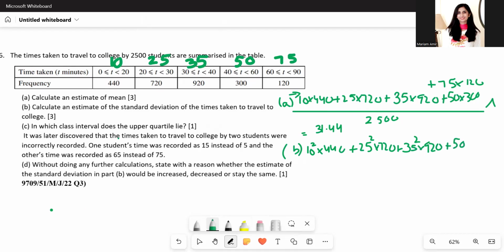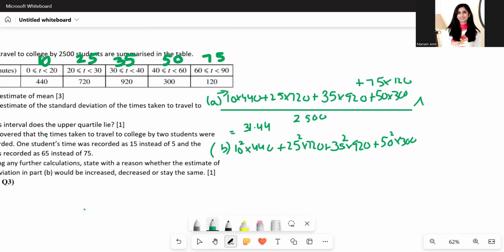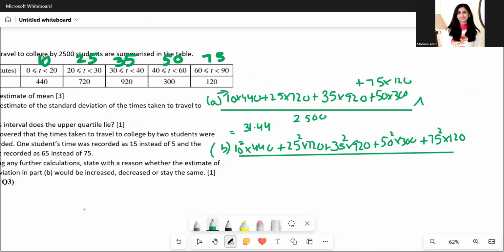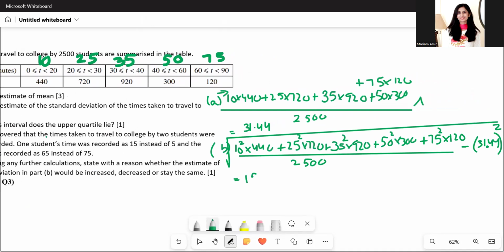Plus 50 squared times 300 plus 75 squared times 120, divided by total data values 2,500, minus the square of the mean, which was 31.44. Square this and square root everything. This is the standard deviation, which would come out to be 15.2.